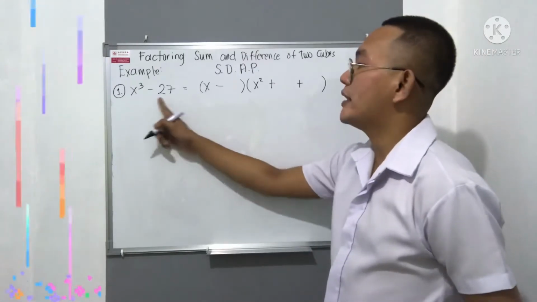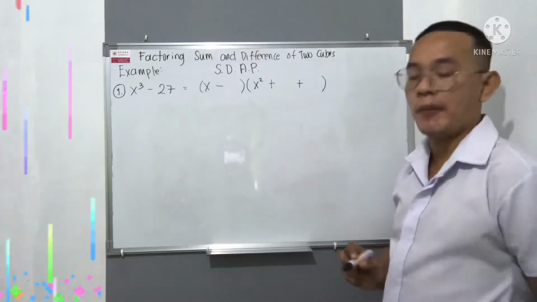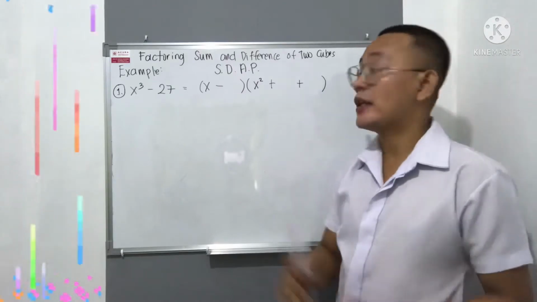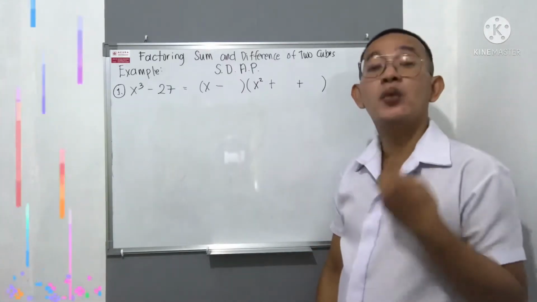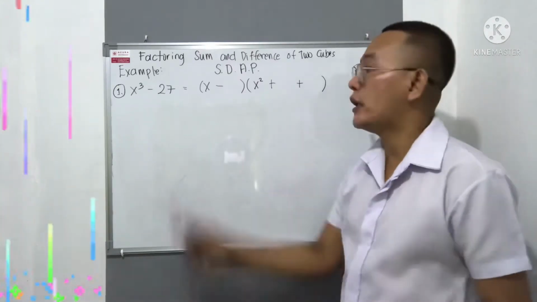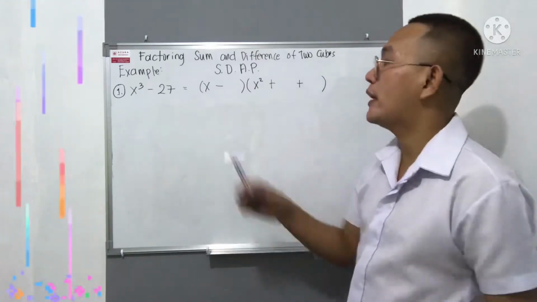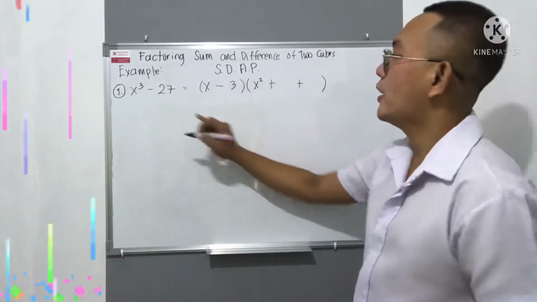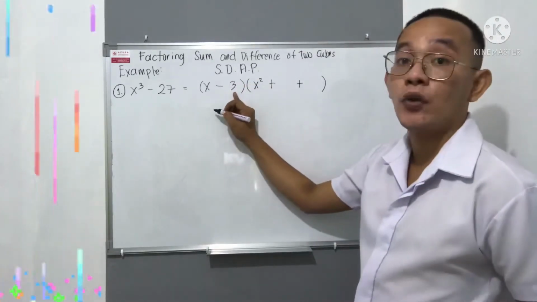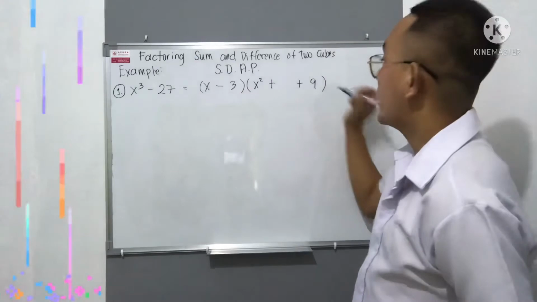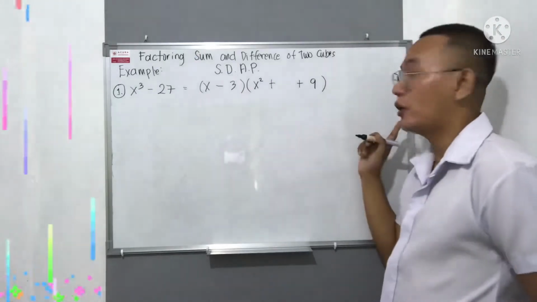Cube root ng 27. What is the cube root of 27? Ano yung tatlong number pag tinimes natin 27? 2 times 2 is 4, 4 times 2 is 8. So, hindi pwede yung 2. 3 times 3 is 9, 9 times 3 is 27. So, yung hinahanap natin ay 3. Ngayon, 27 divide natin sa 3 is equals to 9. So, ito yung magiging factor natin sa other term.